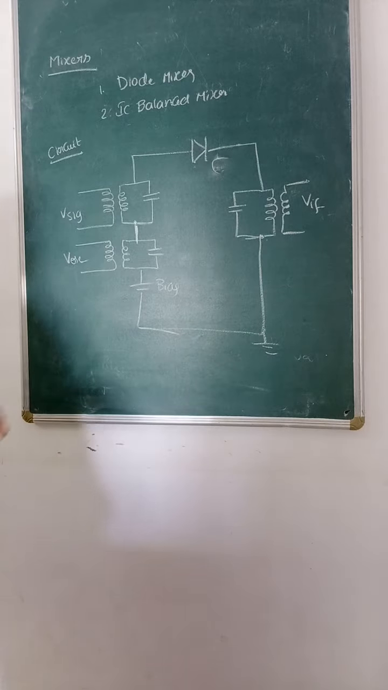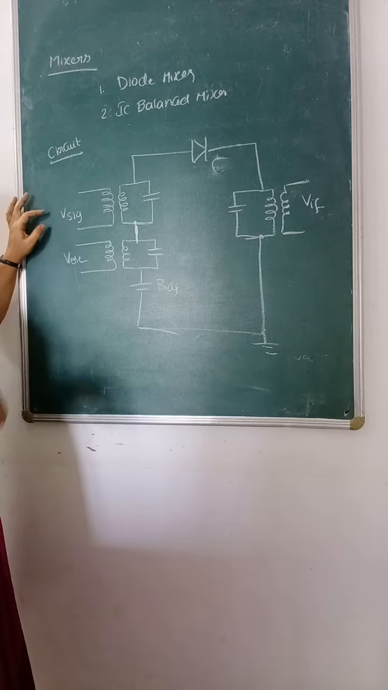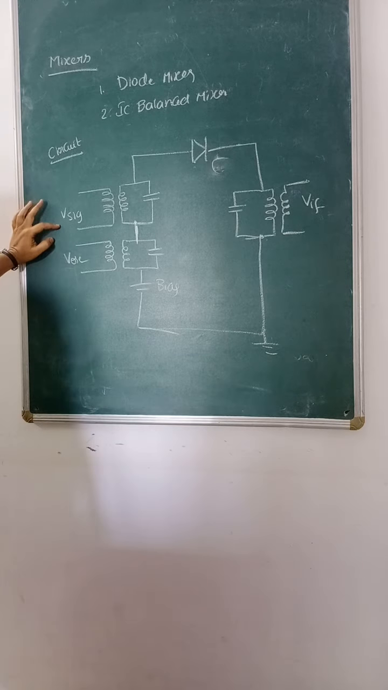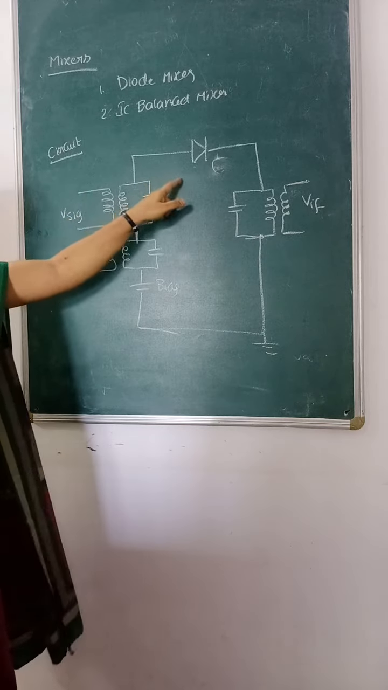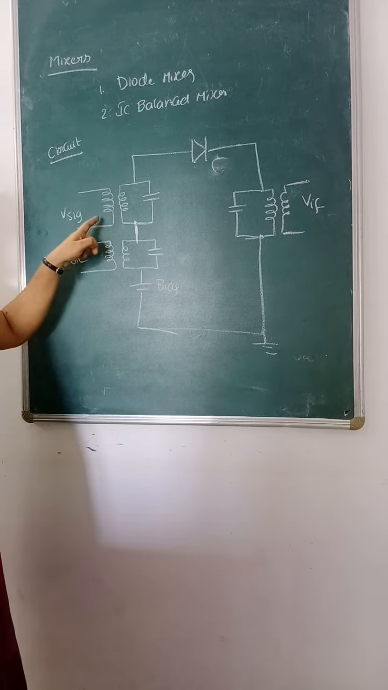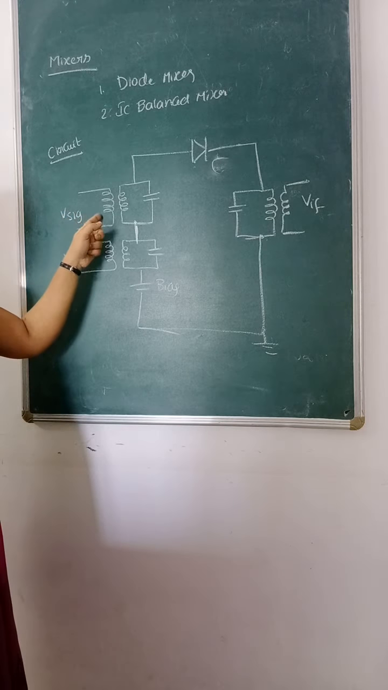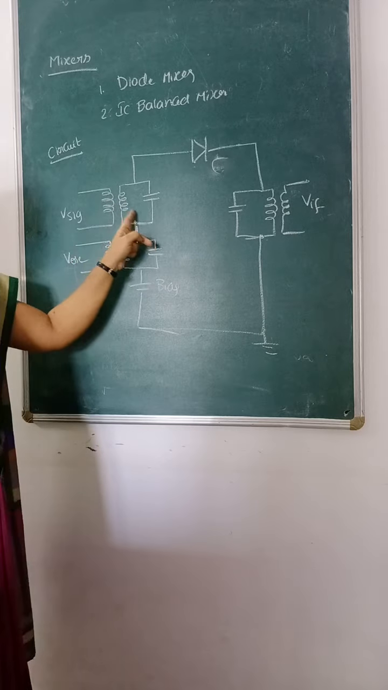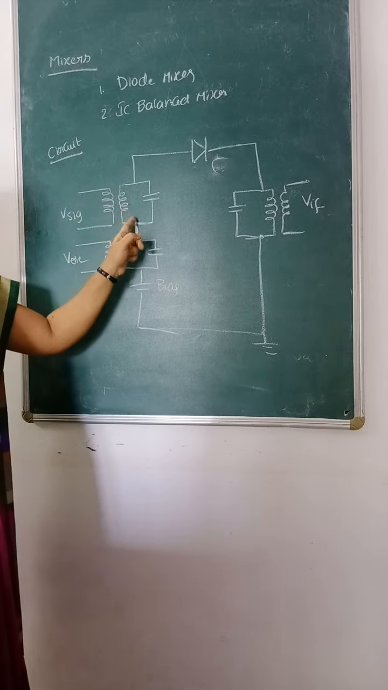This is the circuit diagram for the diode mixer. Here the input signal is given as the input for this diode through the mutual inductance, that is, this energy will be transferred through the mutual inductance phenomenon. Two inductors are connected in phase.